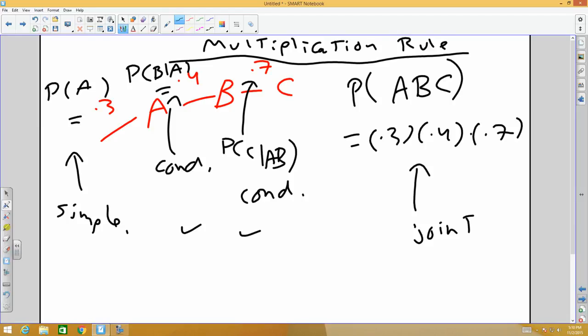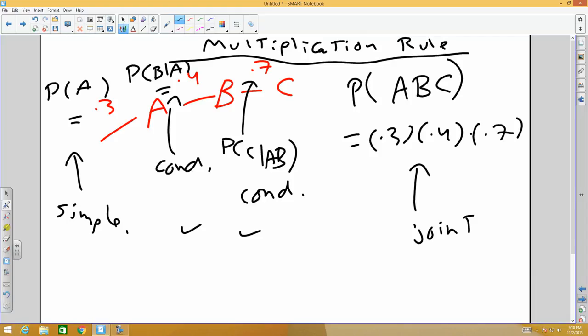Suppose A is the probability of rain. The probability of rain today is 0.3. And B is the probability that you will get the full mark in the quiz. And then C is the probability that you will go to the movie tonight. So what is the probability all of them will happen at the same time? You just multiply them. Because at the end of the day, you went to the movie, you got a full mark, and it was raining.